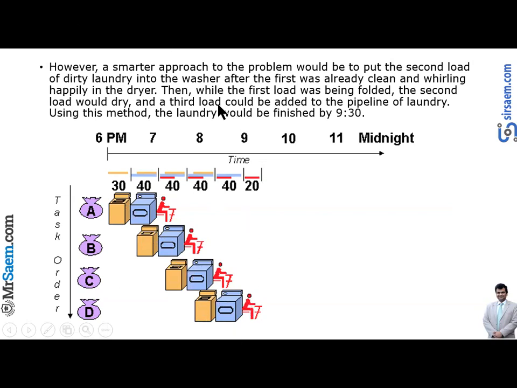Obviously, a smarter approach to the problem would be to put the second load of dirty laundry into the washer after the first one was already clean. Right, so obviously you are compressing it, and you are overlapping fetch and execute. Get my point? This is known as the pipelining concept.